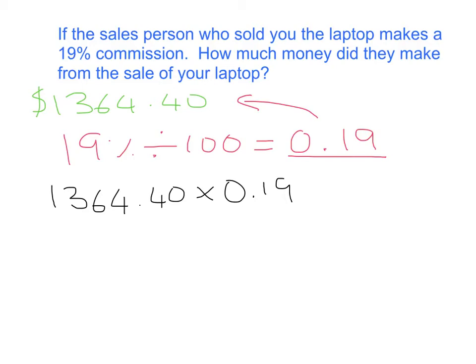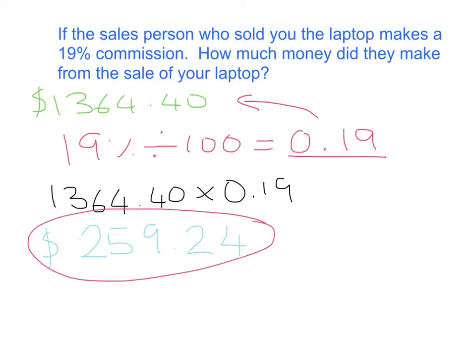And I know that my commission on this sale, so as the salesperson, how much money are they taking home? They're going to be taking home $259.23, or it depends if you round it, and it's going to be 24 cents. So they earned that much commission. So they took home that amount of money. Okay, so that's how you calculate commission.